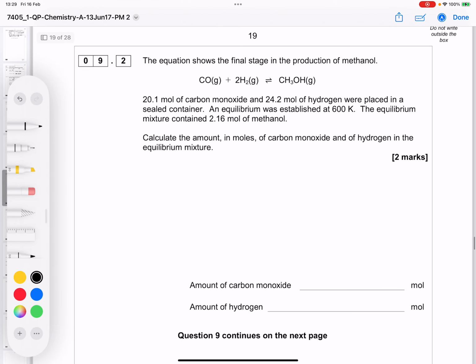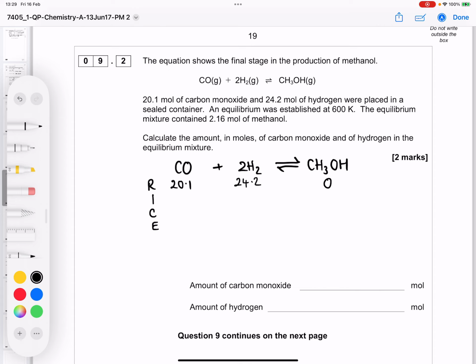In the second part of this question, we're doing something completely different. We're now on to using values to calculate an equilibrium constant. It wants us, first of all, to find out the amounts in the equilibrium mixture. However you like to set these out, I'm going to set these out like a RICE calculation. Remember that RICE stands for ratio, initial, change, equilibrium. So we're starting off with 20.1 moles of carbon monoxide and 24.2 moles of hydrogen and no methanol.